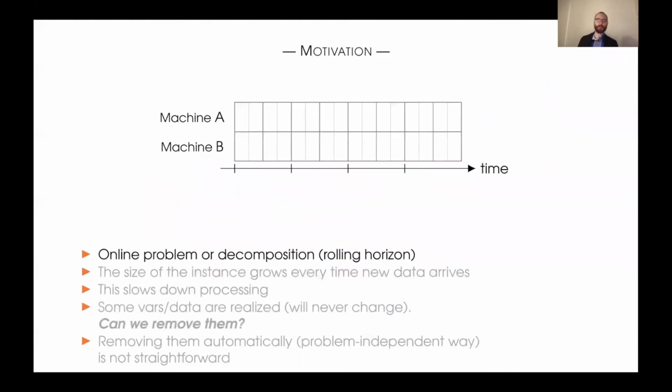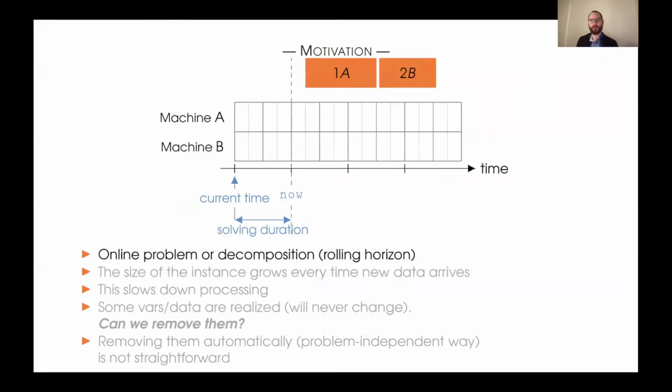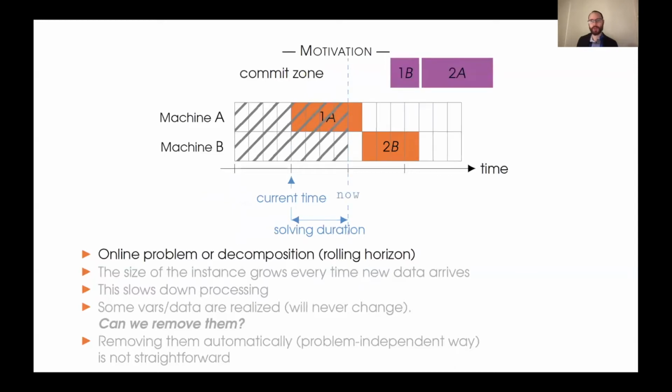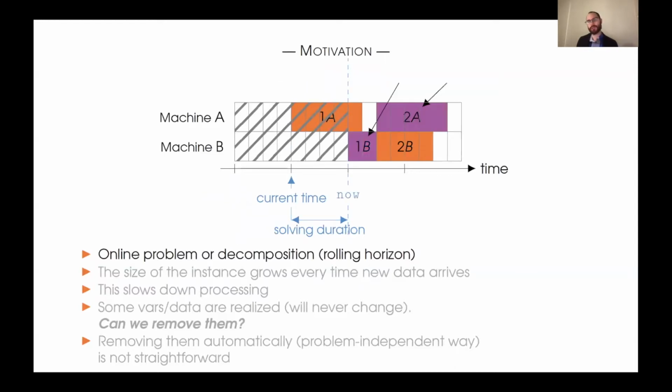Let's dive in. We're looking at online problems, also called dynamic problems, or decompositions of static, offline problems via rolling horizon or sliding window. Let's look at this animation up top here. We have some tasks. We need to schedule them. Time moves forward. Some tasks can't be changed. Some tasks can be changed. And we get new tasks over time.